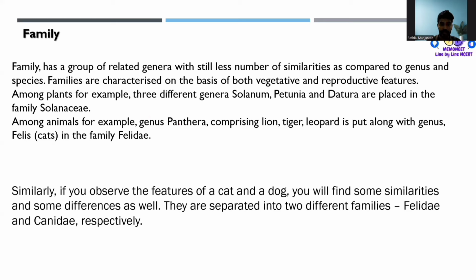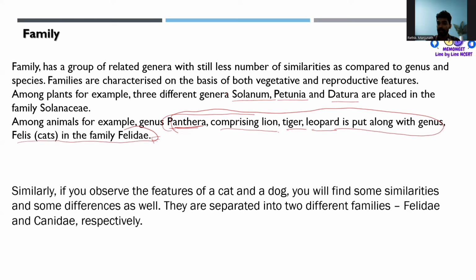For example, take the animal here. You have Panthera comprising lion, tiger, leopard, put together along with the genus. Felis is a cat, which is in the family Felidae. Similarly, all these things together are put in one family. In plants you can also see this, like Solanum, Petunia and Datura. They are placed in the same family, that is Solanaceae. Even though morphologically they are somewhat different, only a few characteristics can be matched. Lion, tiger and leopard belong to the same genus. But what about the cat? The cat belongs to Felis.